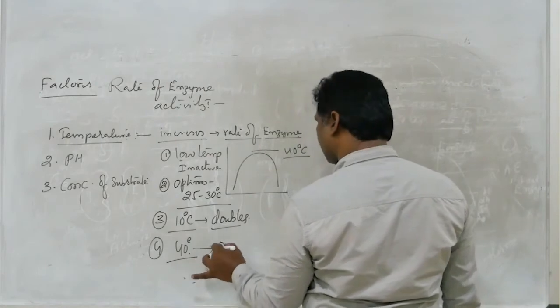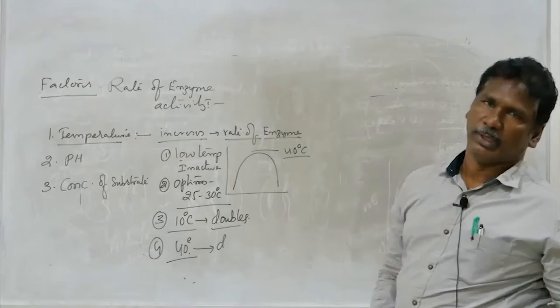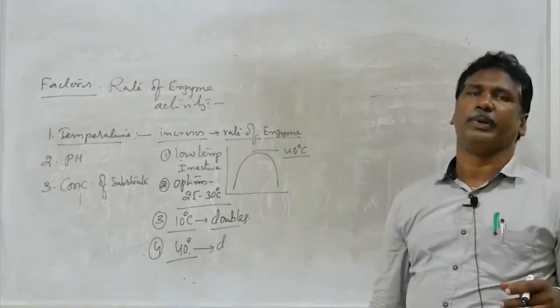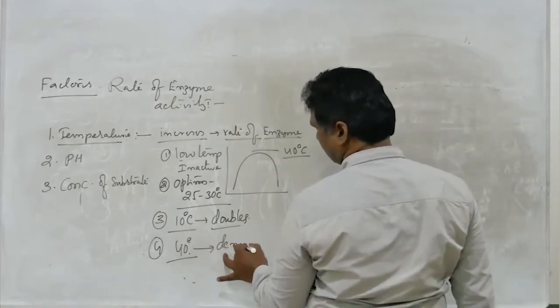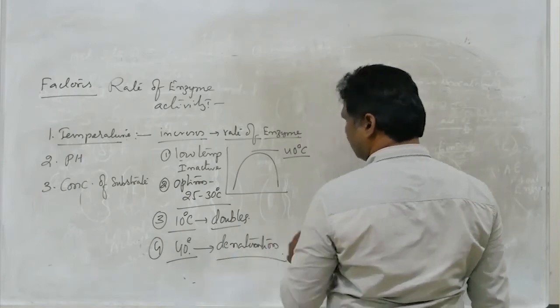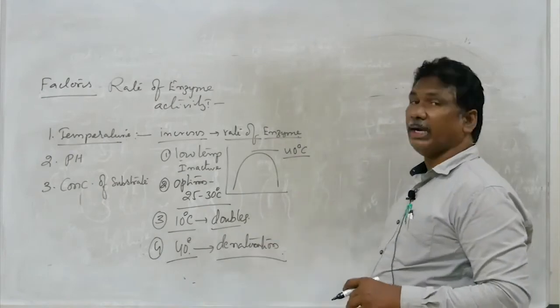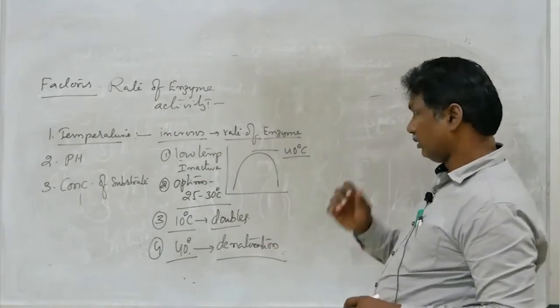And the fourth bit is in more than 40 degrees. The enzymes are nothing but proteins. Proteins are aggregations of amino acids, having peptide bonds. Those peptide bonds break down. So enzymes undergo denaturation and break down in high temperature, more than 40 degrees.